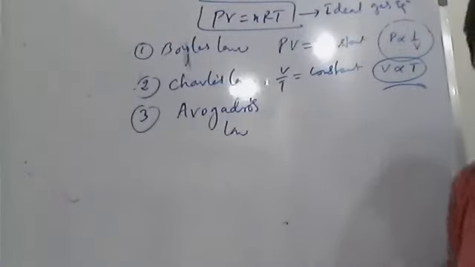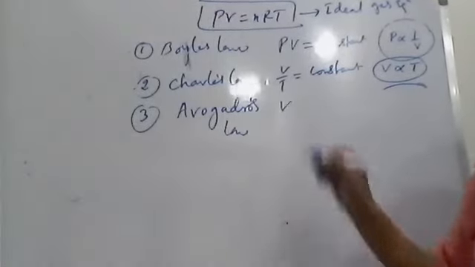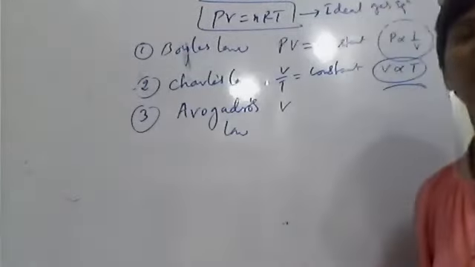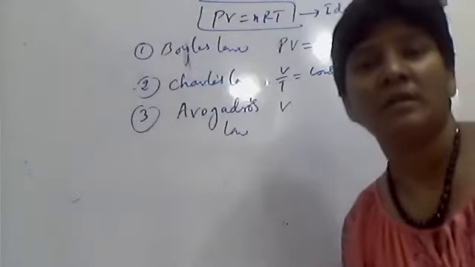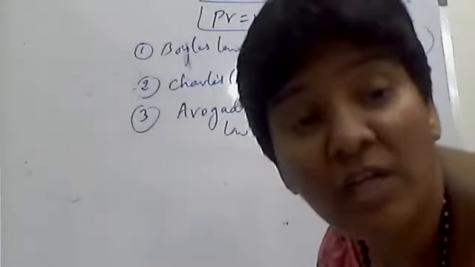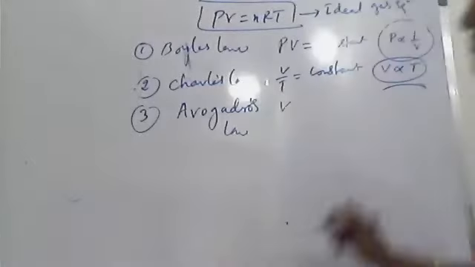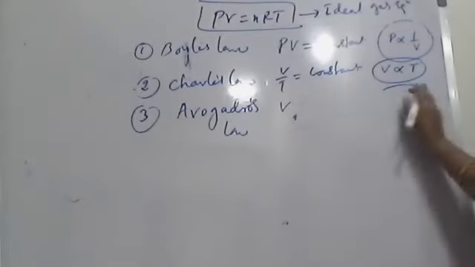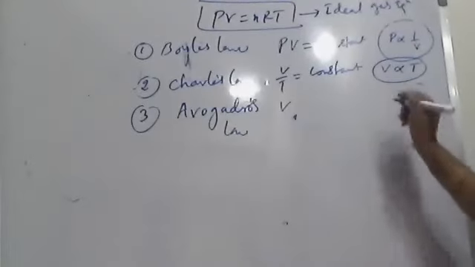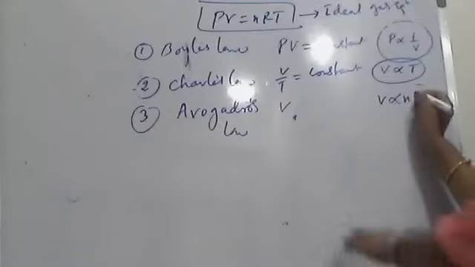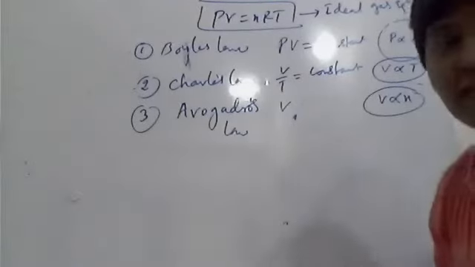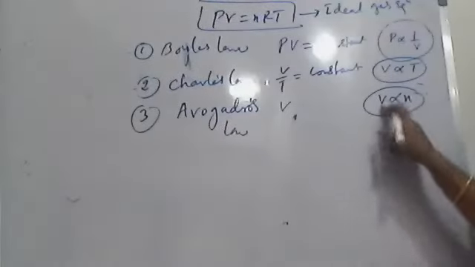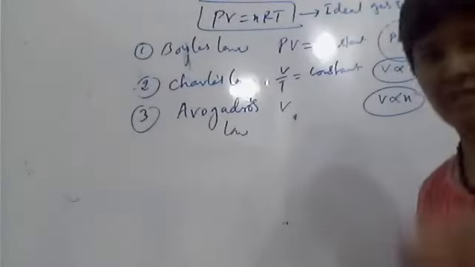According to Avogadro's law, equal volumes of gases have equal number of moles. So V is proportional to n. I'll write here, according to Avogadro's law, V is proportional to n. When different gases are present in different containers of the same volume, then the number of moles also will be the same. I'll give you one example.